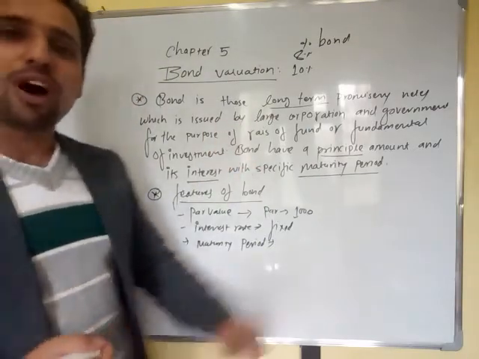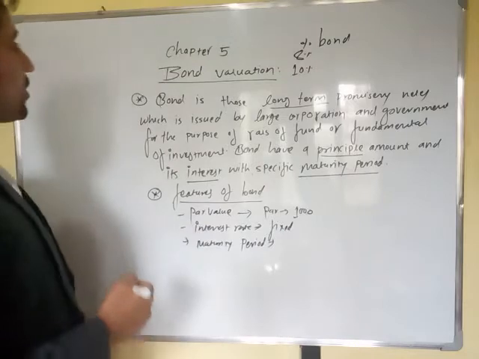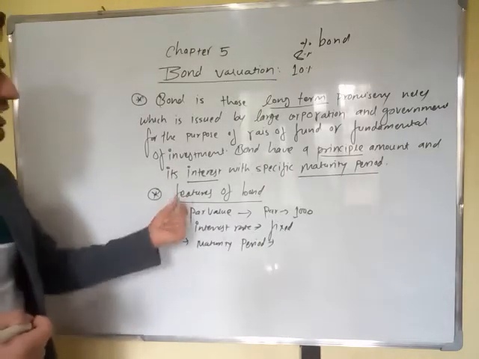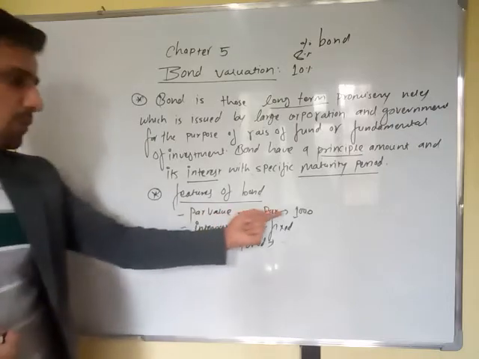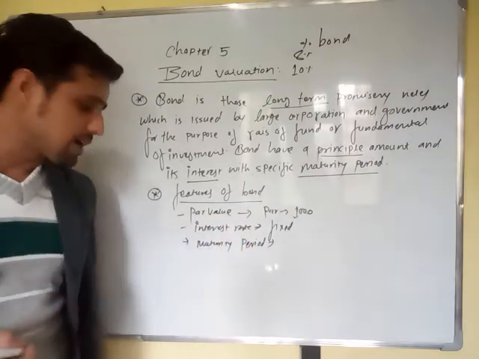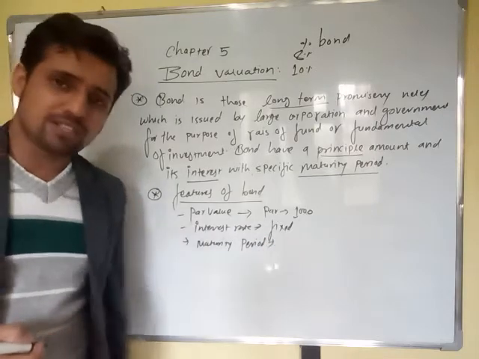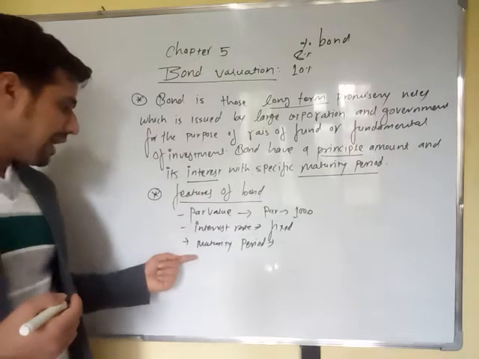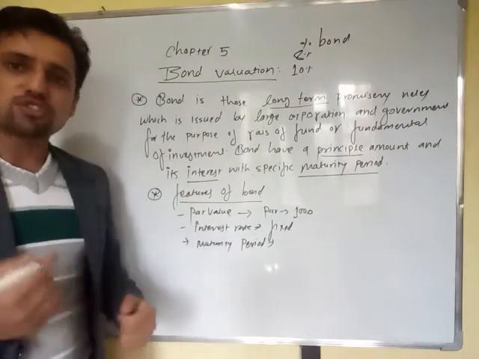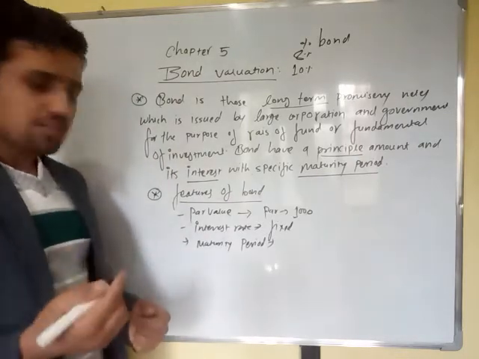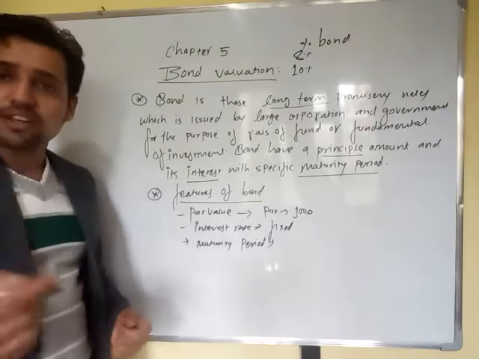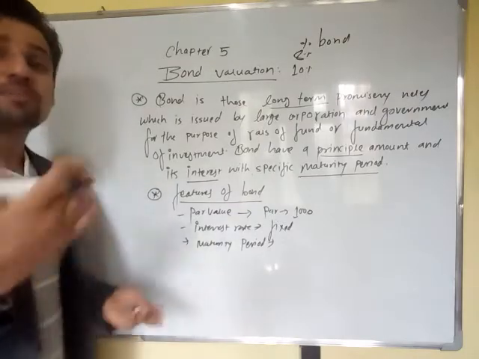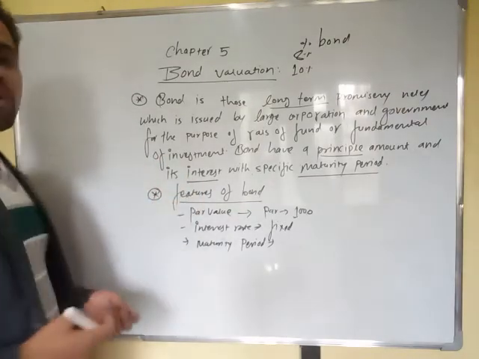These types of questions are also asked in your examination, so you need to know the key features of bond. Par value is always thousand, and the interest rate is fixed, which is determined by the issuing companies. Next one, maturity period, is also fixed, such as 10 years, 20 years, 30 years, 40 years. It might be different according to their rules and regulations.